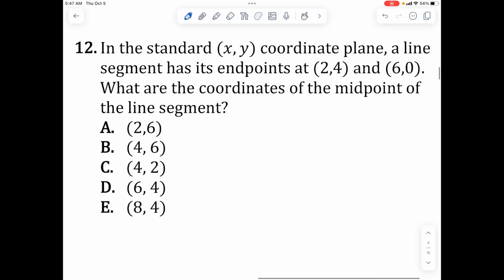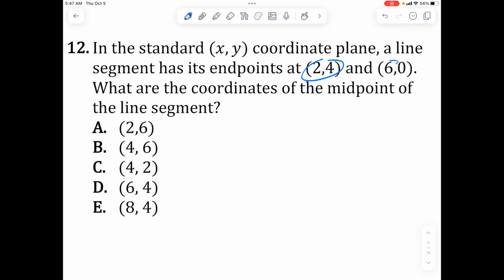In the standard coordinate plane, a line segment has its points here and here. What are the coordinates of the midpoint? So the midpoint is literally, you just take the average of the x values and then the average of the y values. So what's the average of the x? It's just going to be whatever's right between. So what's right between 2 and 6? 4. What's right between 4 and 0? 2. Okay, so your answer is 4, 2.